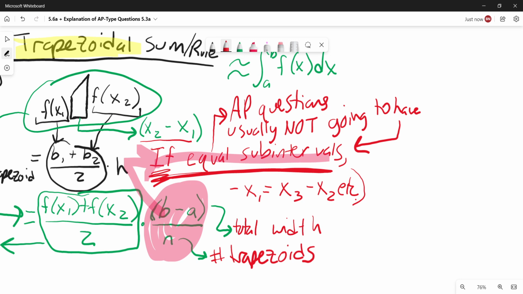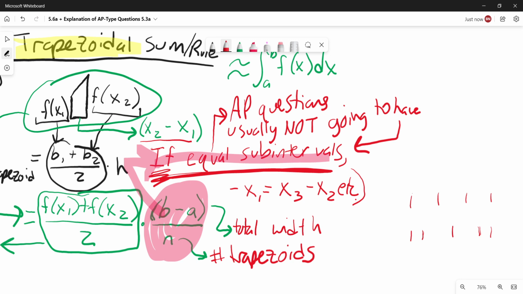So again, on the AP, like I said before, instead of having the X values be somewhat evenly spaced like that, they'd give you more like, oh, look, these are close together, and then these are farther, and then these are medium, and then these are close again or something. In this case, if they give you subintervals that are not evenly spaced, then obviously this whole b minus a over n thing is not going to work.